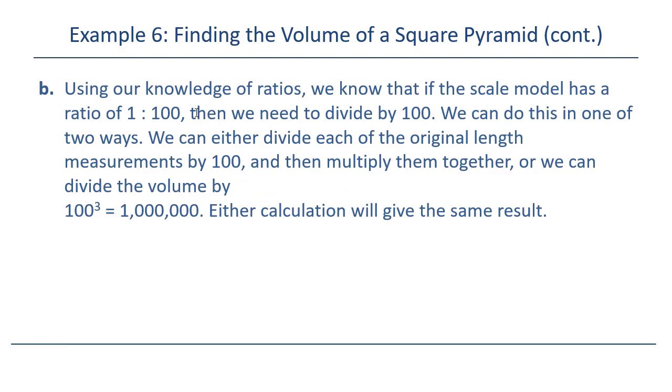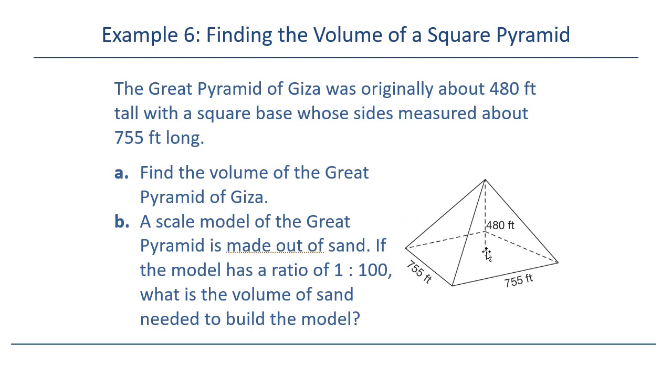Well, we know that ratios 1 to 100 means that we just need to divide by 100, like I said. But everything's being reduced by 100, all three dimensions, the length, the width, and the height, if you want to think about it, right? So it's in 3 dimensions. So the whole thing is being reduced by 100 in all 3 dimensions. So you could go back and take all 3 of these dimensions and reduce by 100, make it 7.55, 7.55, and 4.8, and then rerun the numbers.